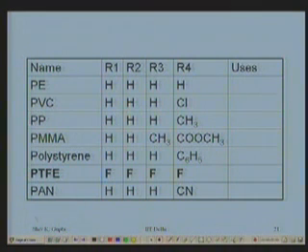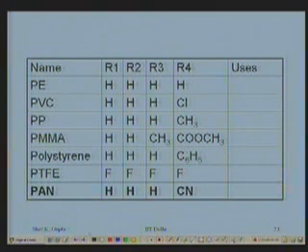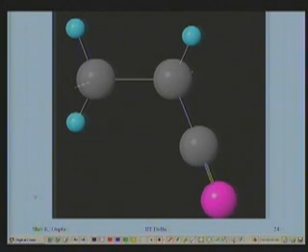Then comes the next, polyacrylonitrile, again a very important material. As a matter of fact, it is a starting material to make carbon fiber. Carbon fiber is not produced from graphite, but from a polymer like polyacrylonitrile. This one is Teflon, of course, where the four side groups are fluorine. Polyacrylonitrile is a substitute for wool, and we use it as a substitute for wool.